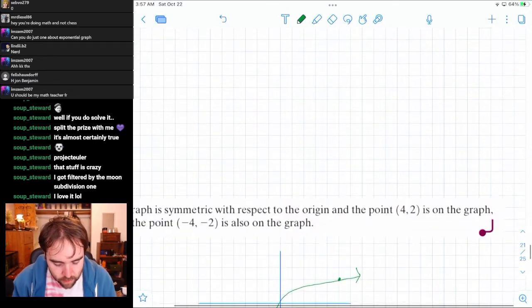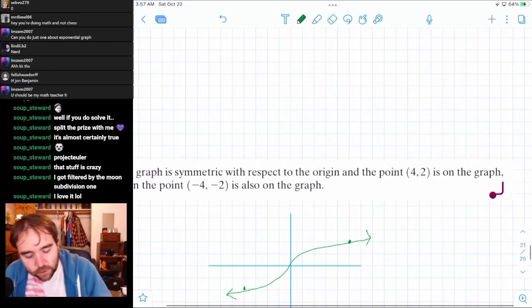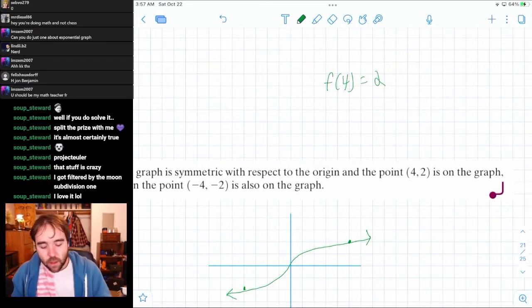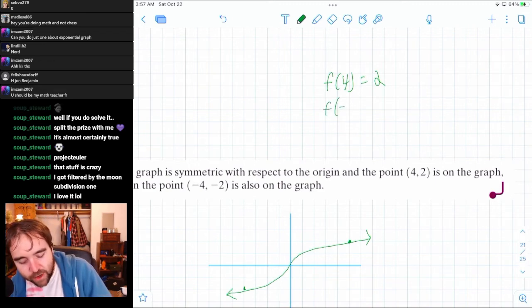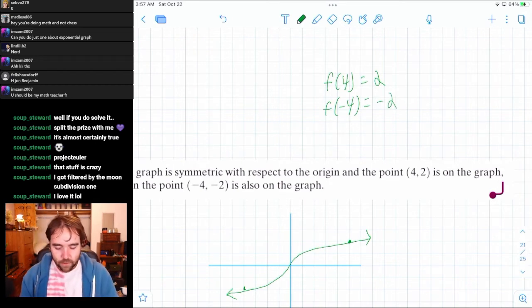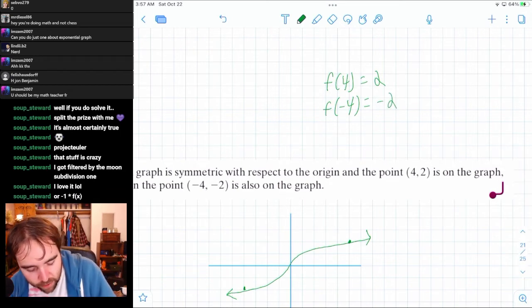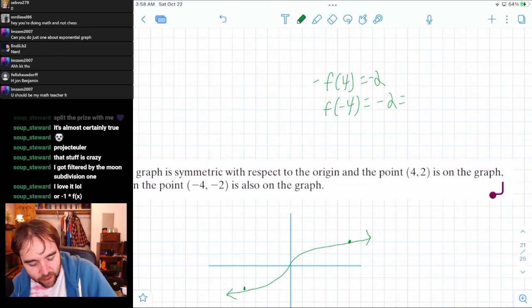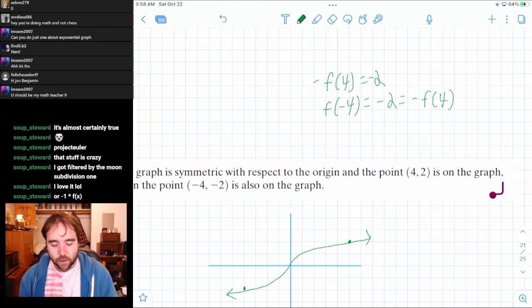But here, when we plugged in f of 4, we got 2. But when we found f of negative 4, we got negative 2. So the idea here is, what is the last step? We do a little substitution. We say that negative f of 4 is equal to negative 2. So then we say here that f of negative 4 is equal to negative f of 4.